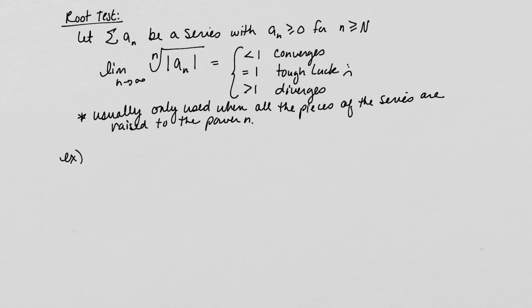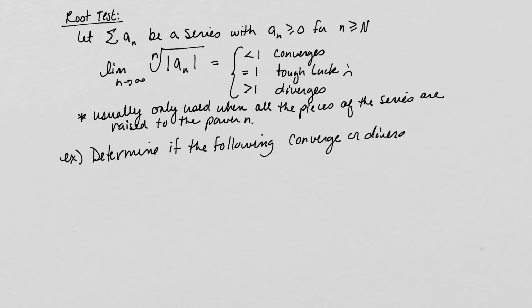Okay, so for example, determine if the following converge or diverge. A. The summation n equals 1 to infinity of e to the 2n divided by n to the n. Everything here has an n in its power. The e to the 2n, there's an n in the power. The n to the n, there's an n in the power. So we are going to use the root test.